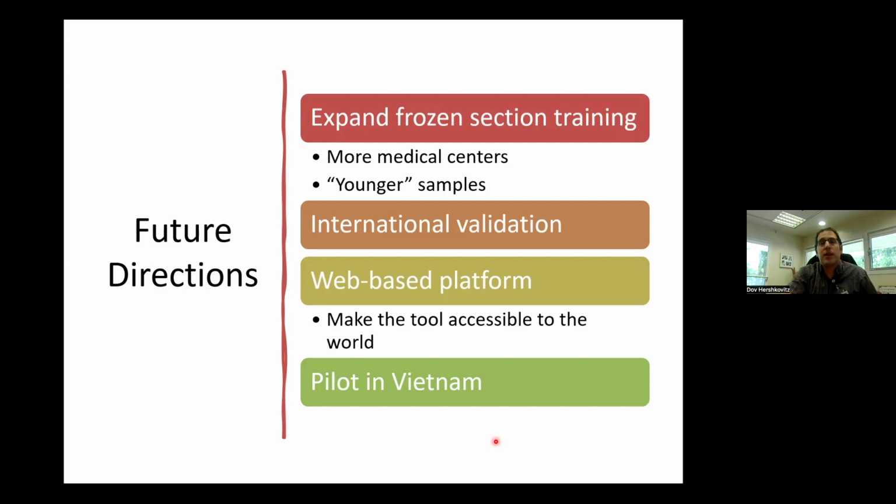So future directions that we think about are maybe taking samples. We use all the samples that we have for frozen section, but maybe getting samples from other medical centers, also younger, more recent samples, because we know that the algorithm fails in older samples, but we are not really interested in the older samples. So getting samples from medical centers, that would be interesting.